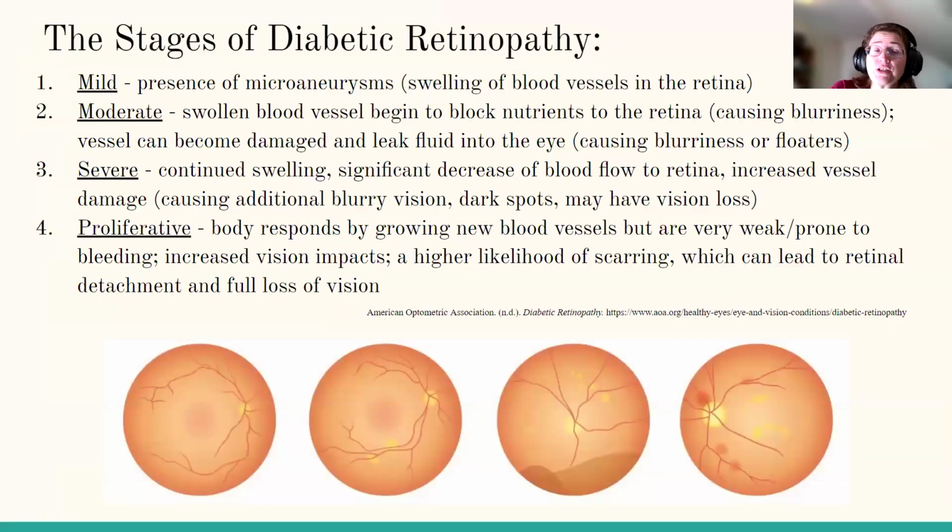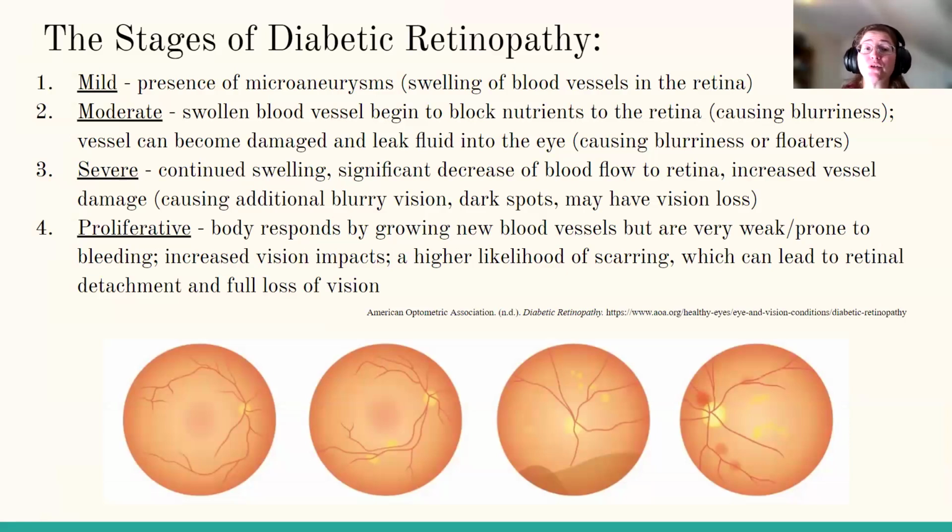There are four main stages. We have mild, which has the presence of microaneurysms or swelling of blood vessels in the retina, sometimes a little bleeding. You may not have symptoms here. Moderate, we have swollen blood vessels that begin to block nutrients to the retina. Vessels become damaged and leak fluid into the eye. And we have blurriness or floaters here. Stage 3 severe, we have that continued swelling, significant decrease of blood flow to the retina, and then we're seeing more damage, the dark spots, you may have some vision loss here.